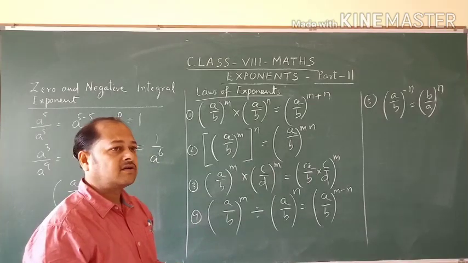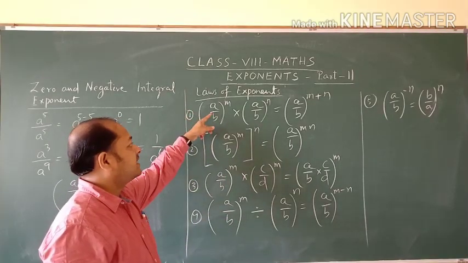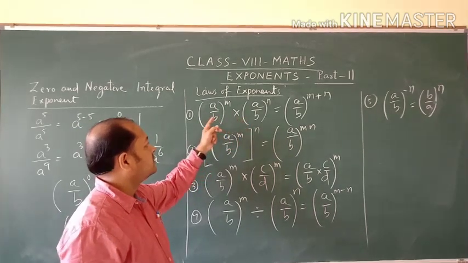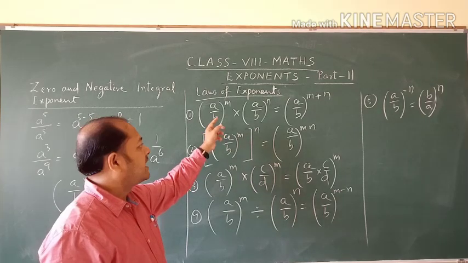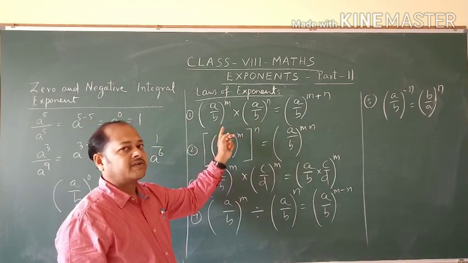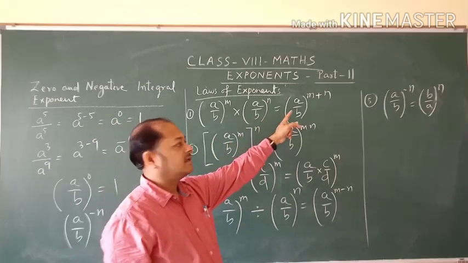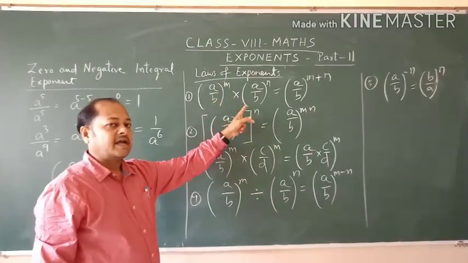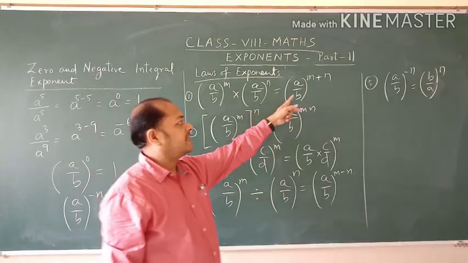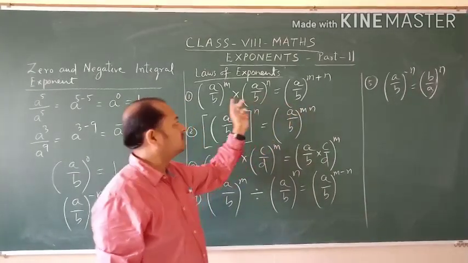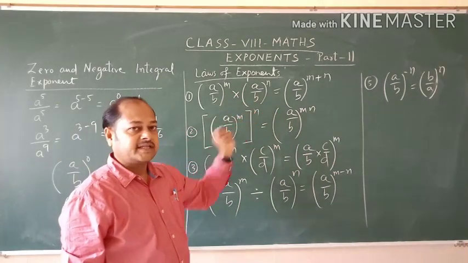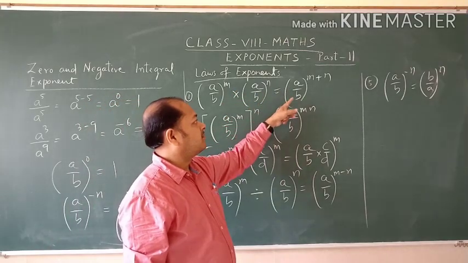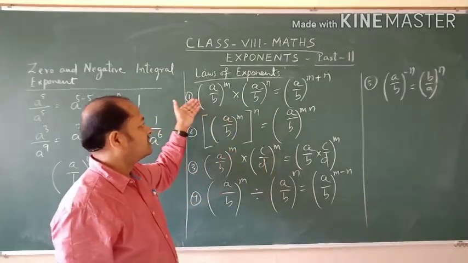So what are the laws we discuss now? The first law says that if there are two fractions having a common base and the power is different, then we can write the same base. We see here that the base is the same. So if the base is the same and the fractions are multiplied, we can write a upon b as the base, and the power will be added. So in case of multiplication, if the base is the same, the power will be added. So a upon b to the power m plus n. This is the first formula.